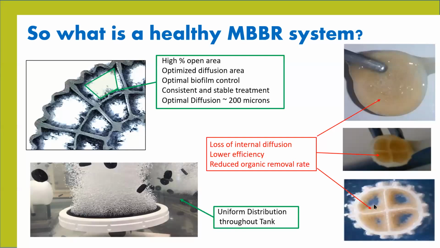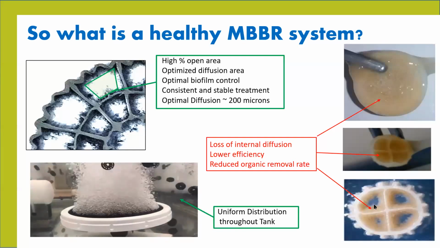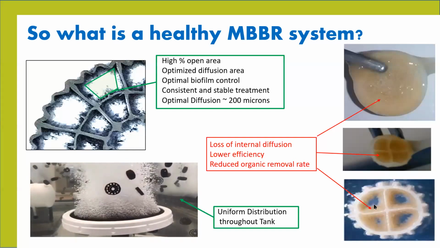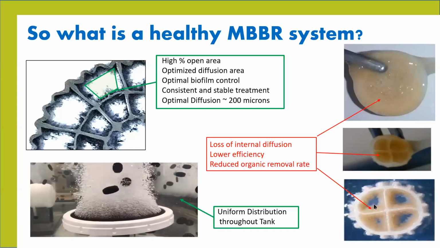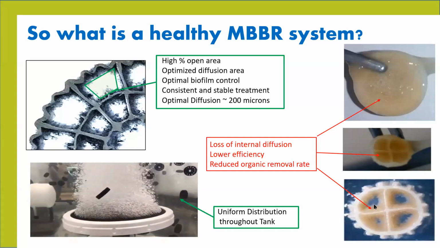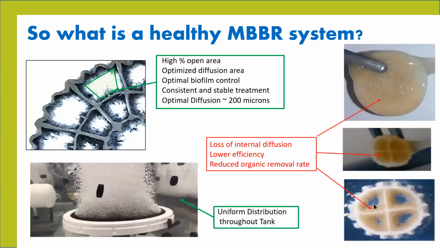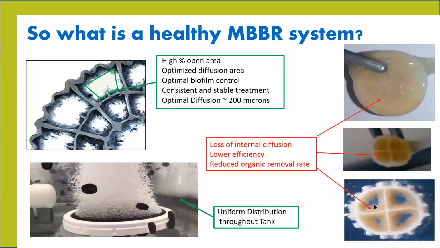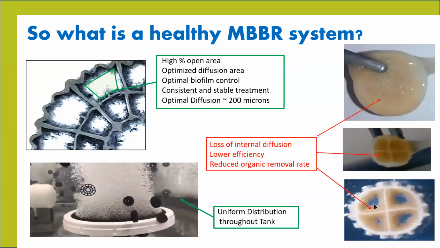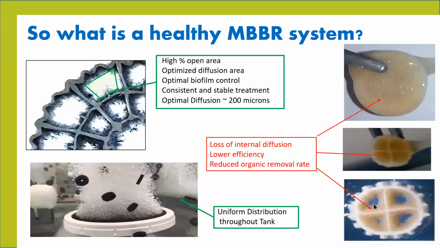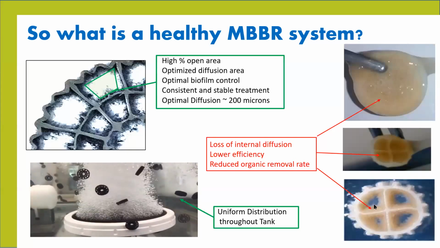You also need to have uniform distribution throughout the tank. As you can see here in this image, there are biofilm carriers floating all around the tank. They're not just floating at the top, they're not just sinking to the bottom, there's uniform distribution. The reason why that is so important is because if you do not have uniform distribution of your biology, your water can short circuit, it can go around the biology, and you're not going to receive treatment.